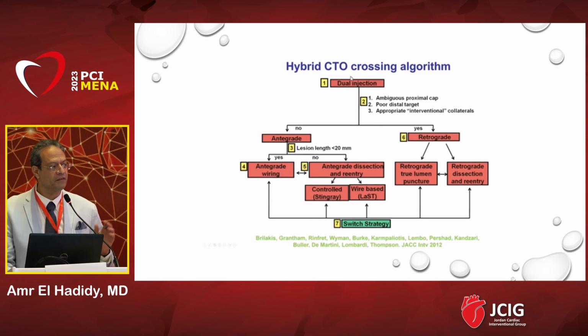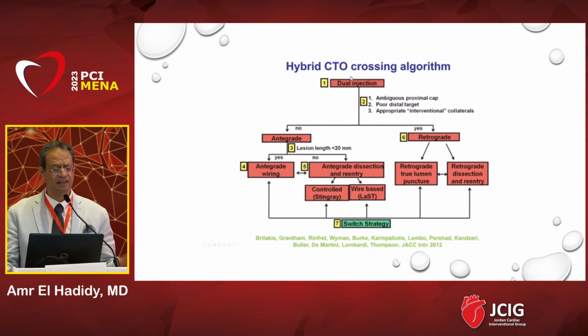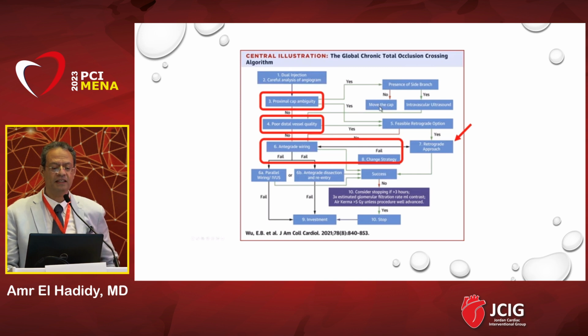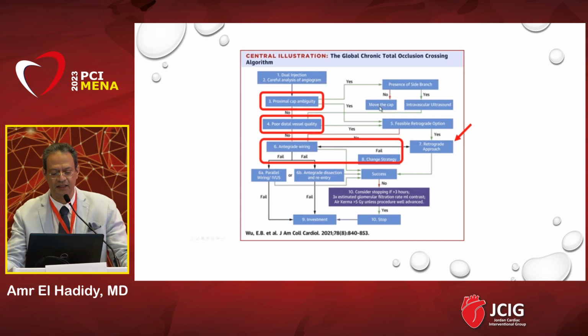And we all know the hybrid CTO crossing algorithm. If you look at four very important points, the first is to do dual injection and look at the cap. Here there is an ambiguous proximal cap with a poor distal target and good collaterals, so this case can be used for retrograde. And all this is the new global CTO crossing algorithm from different centers.